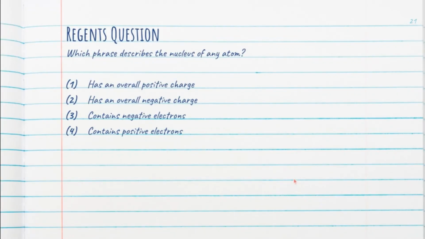Which phrase describes the nucleus of any atom? So from the Rutherford model, we learned that the nucleus is small, dense, and positively charged, so it will have an overall positive charge. Answer choice 1.